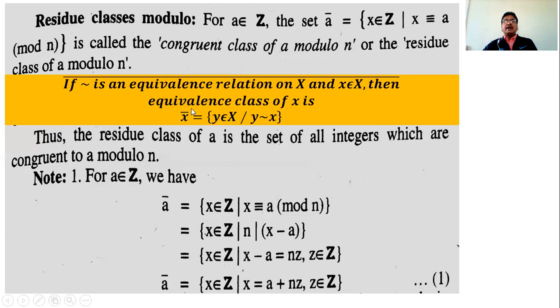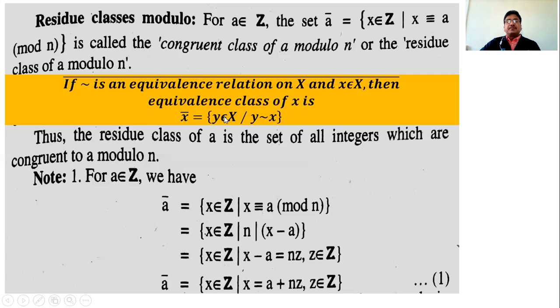So what is x bar? x bar is the set of y from X, that is, the set of elements from capital X such that y is related to x, that is, the elements which are related to this x are elements of x bar.